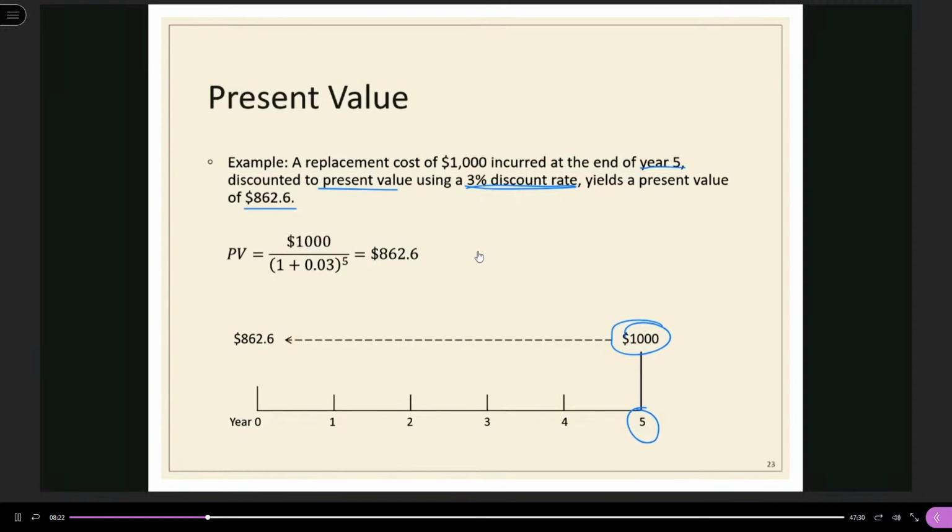So we put it into the equation in the previous slide. At the 5th year, you need to pay 1,000, and this is the discount rate. So this future expense will equal a present value of $862.6. It means that paying $1,000 at the end of the 5th year is the same as paying $862 today. It's the same to you.